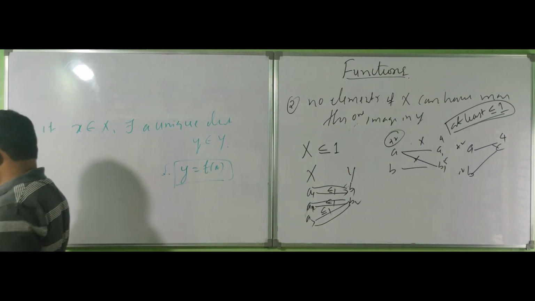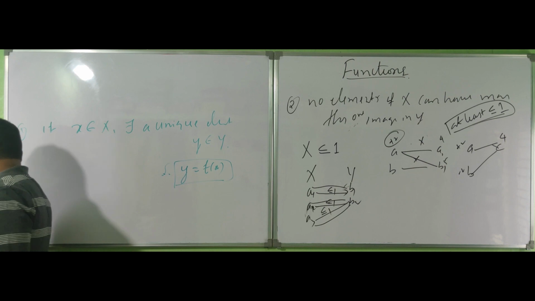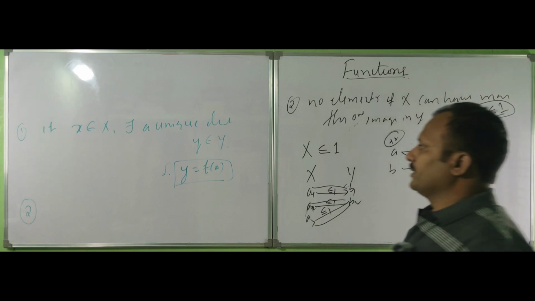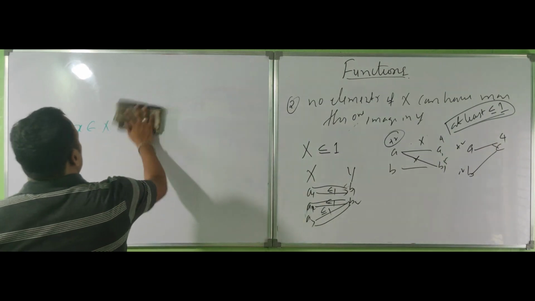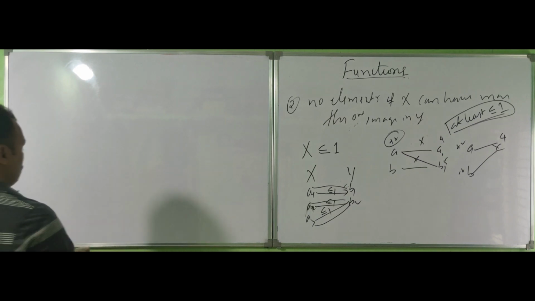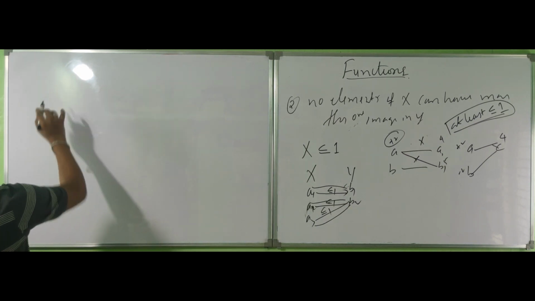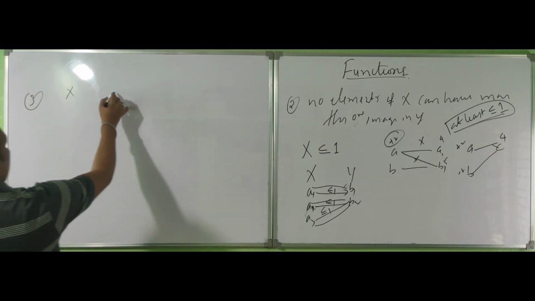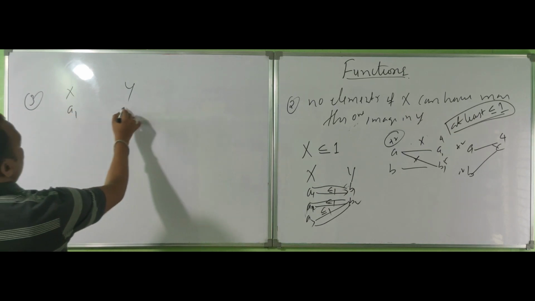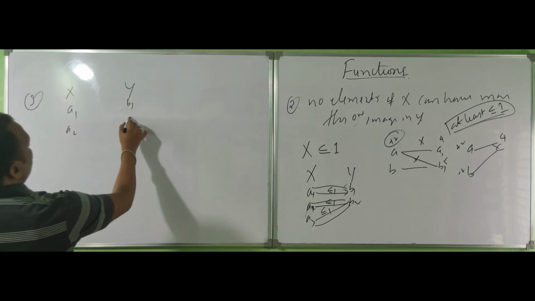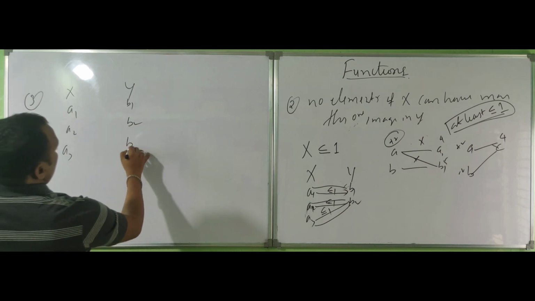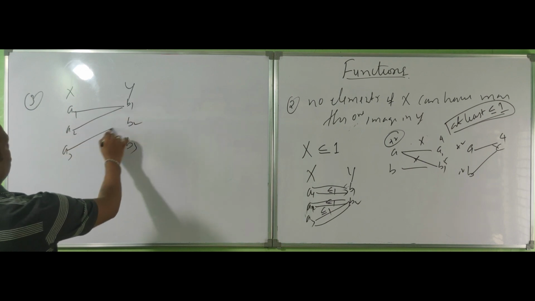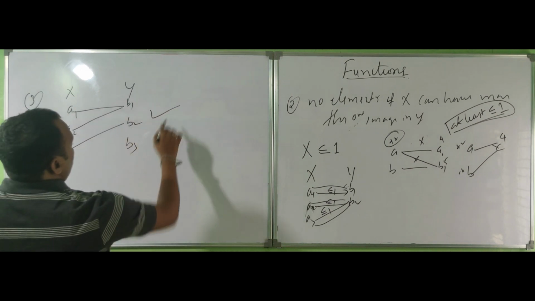The third condition is that there may be an element of X which is not associated with Y. See, simple: this is X and this is Y. This is a1, b1, a2, b2, a3, b3. Everyone can have one element, and this is still a function.